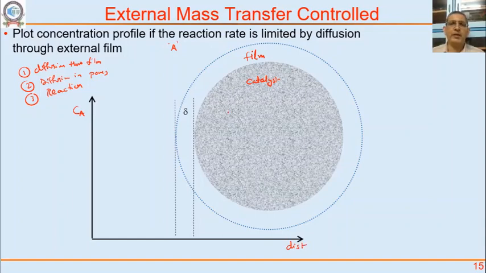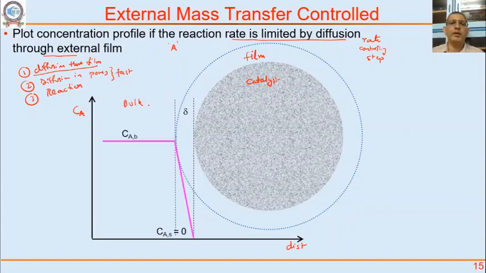First, in this particular case, I want you to draw a profile if the reaction is limited by diffusion through the external film. This is the rate controlling step. Means what? This first step is the slowest step. These 2 steps are fast, very fast. So how will the concentration profile look like? This is the bulk. Draw it for yourself. Okay, then only go forward.